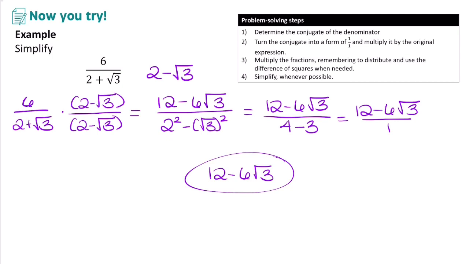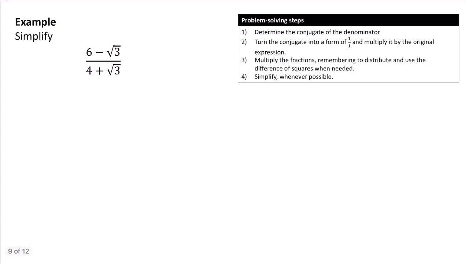So that's just going to simplify to 12 minus 6 square root of 3, because remember, we don't need to write that over 1 when that's in the denominator. So now let's try simplifying this expression. So we have a radical in the numerator and the denominator, but it doesn't matter if we have radicals in the numerator, right? We just want to get them out of the denominator.